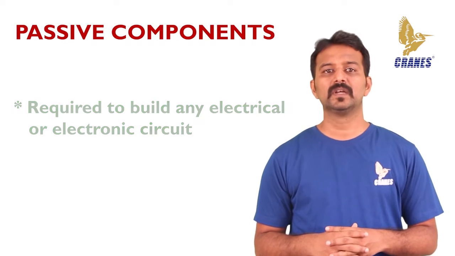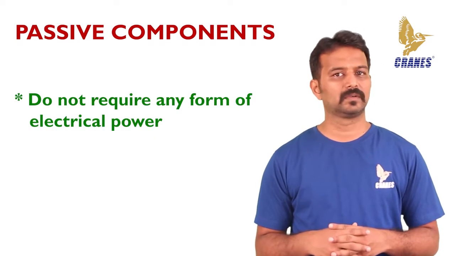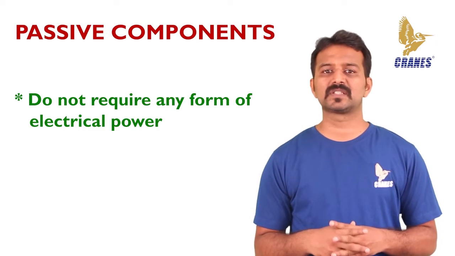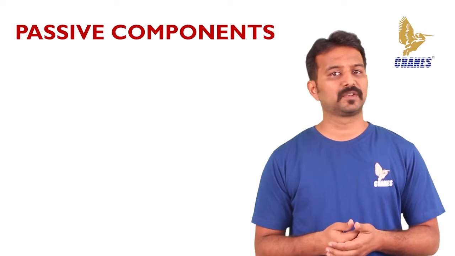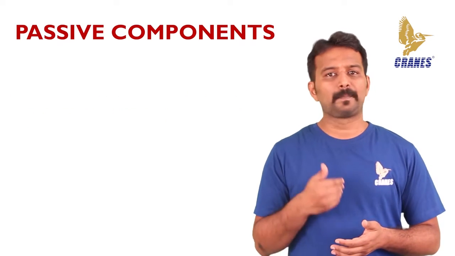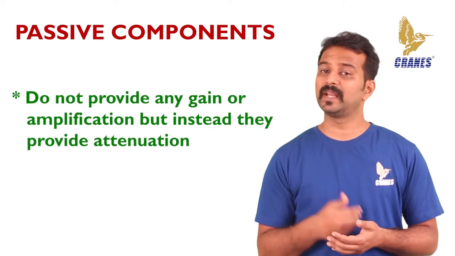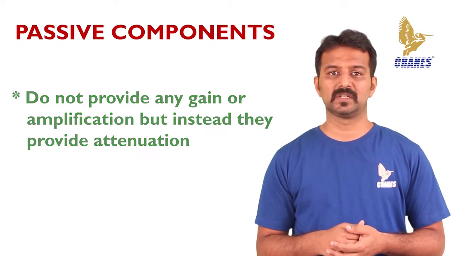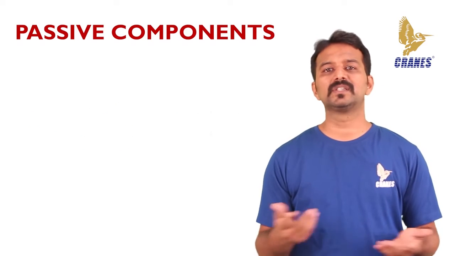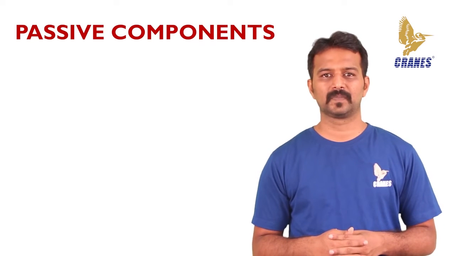circuit. These components do not require any form of electrical power, unlike active devices such as transistors, op-amps and integrated circuits, which require power to work. These devices do not provide any gain or amplification, but instead they provide attenuation. So therefore, they can't generate gain or amplify an electrical signal.